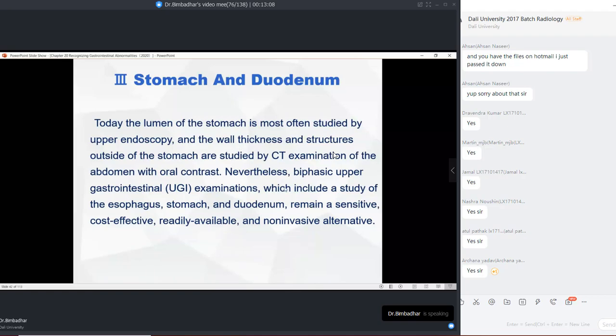Biphasic upper gastrointestinal examinations, upper GI, which include the study of the esophagus, stomach, and duodenum, are much more sensitive and cost effective, easy, and reliability is high, and also one of the most non-invasive alternatives.